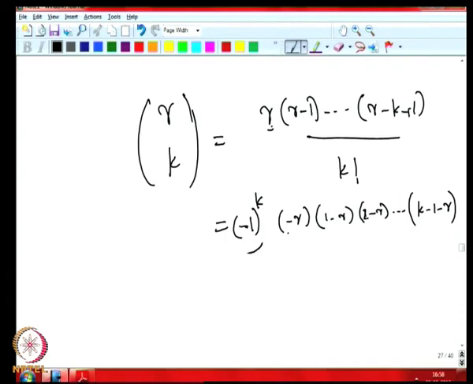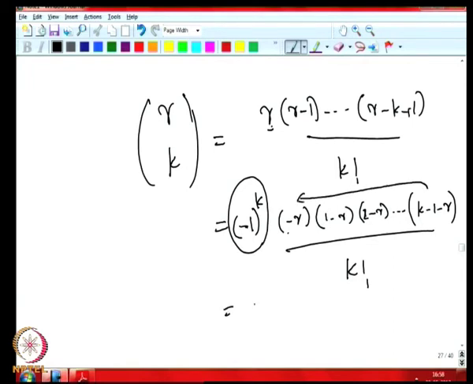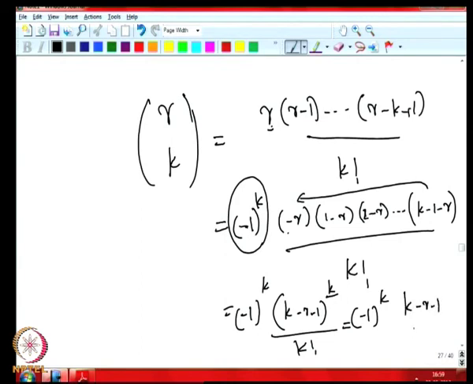Now you see that this is divided by K factorial. So we can read it downwards. This is minus 1 raised to K into K minus R minus 1. Next is K minus R minus 1 minus 1, and so on. So it is coming down. Therefore, this is K minus R minus 1, K falling factorial, divided by K factorial. This is equal to minus 1 raised to K times K minus R minus 1 choose K. This is by definition.